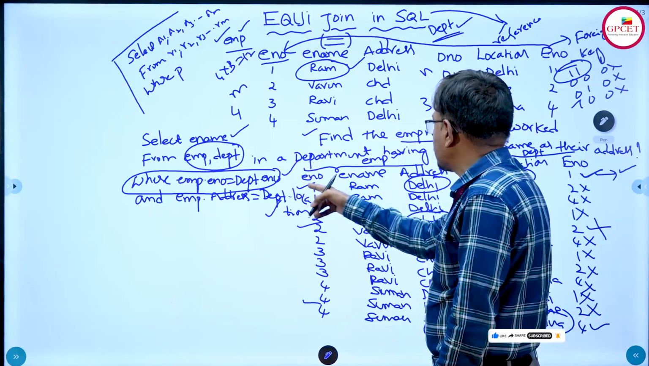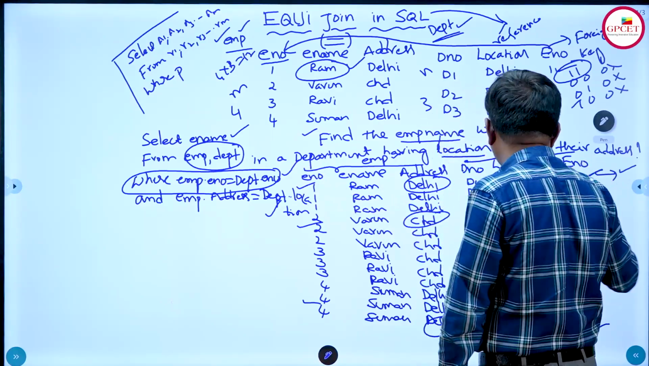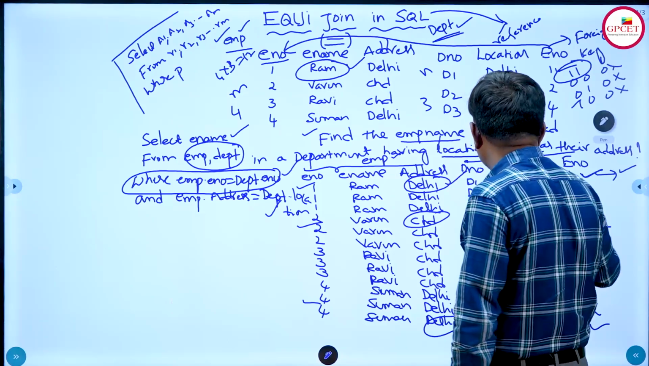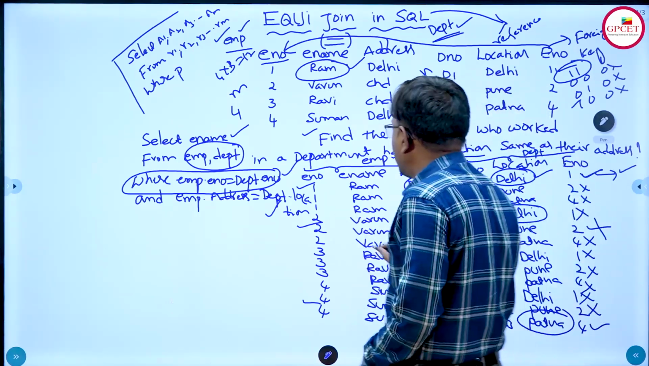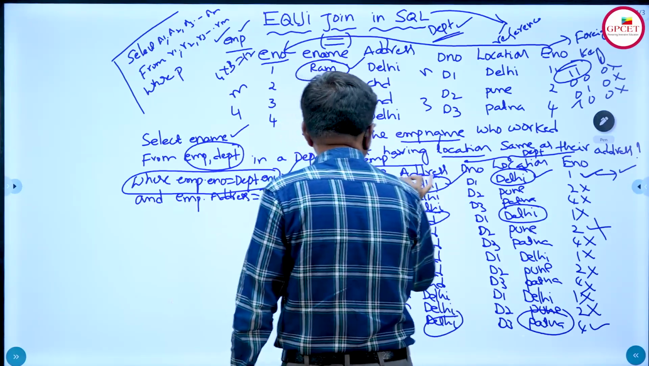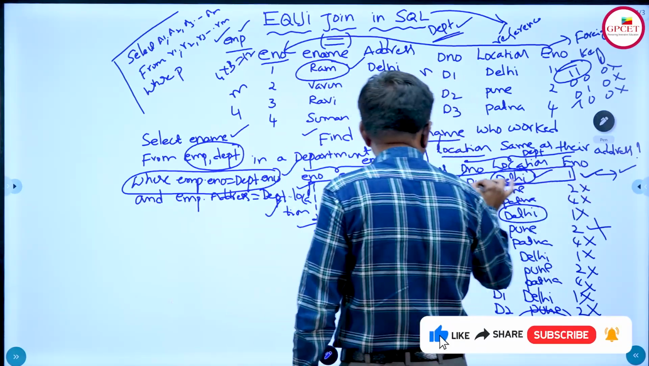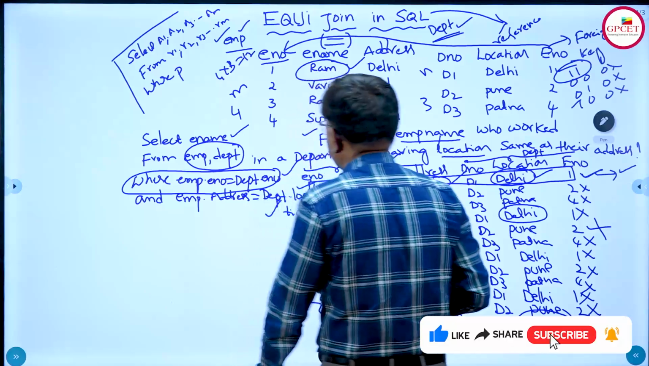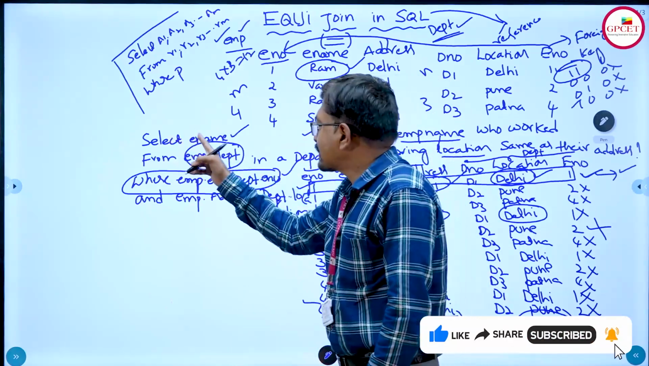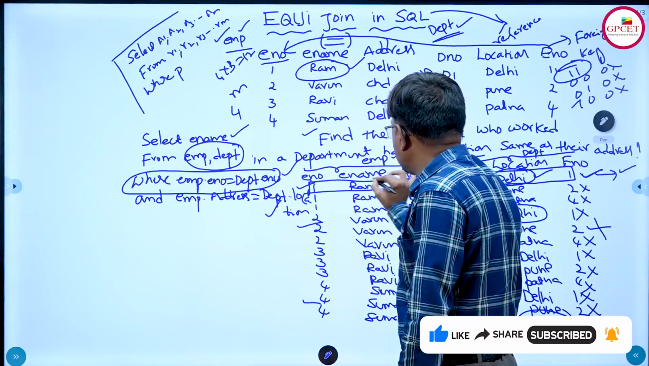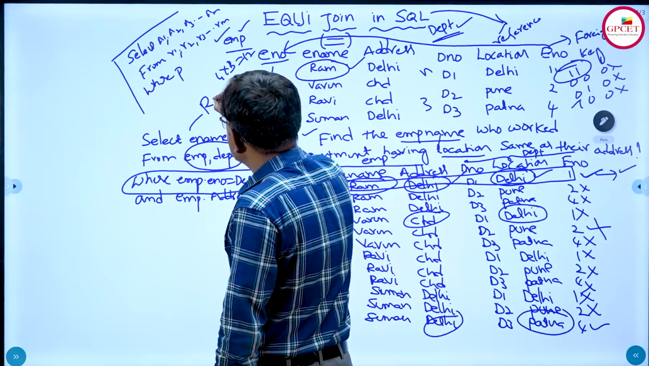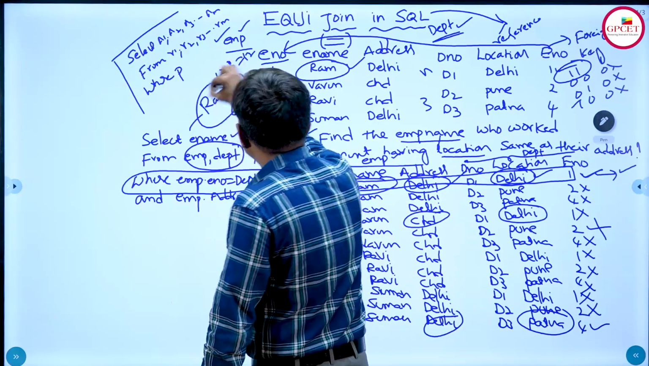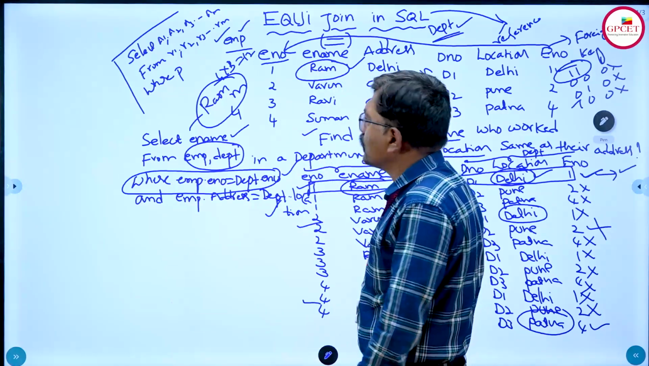What is here? EMP.E number equal to department.E number, and then EMP.address equal to Delhi, department.address equal to Delhi, must be satisfied. We can get only one row selected. Only one row can be selected. But what is the actual output? Select E name. What is that E name? E name is Ram. That is, the output is Ram. That is the Equi Join operation.